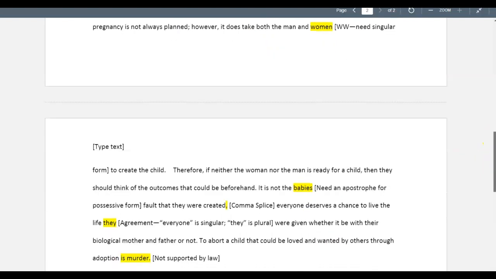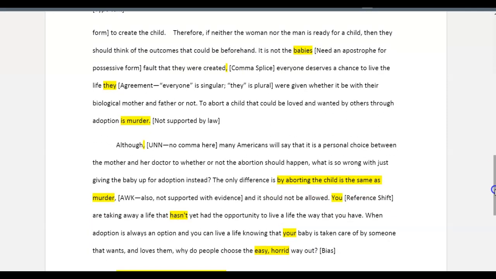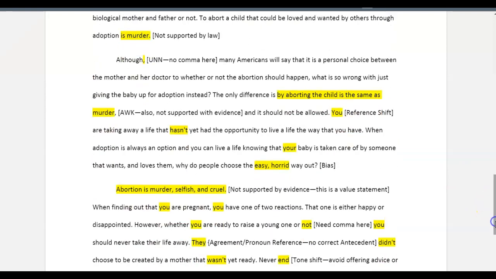What eventually happens is that this person gets a little bit off from the topic, doesn't offer support from the story as much as it needs to, and has some issues with a number of other aspects to it. For instance, "to abort a child that can be loved by others or adoption is murder." Well, no, that's not what the law states. And so you have to be accurate. Your perspective, your opinion is not an argument.